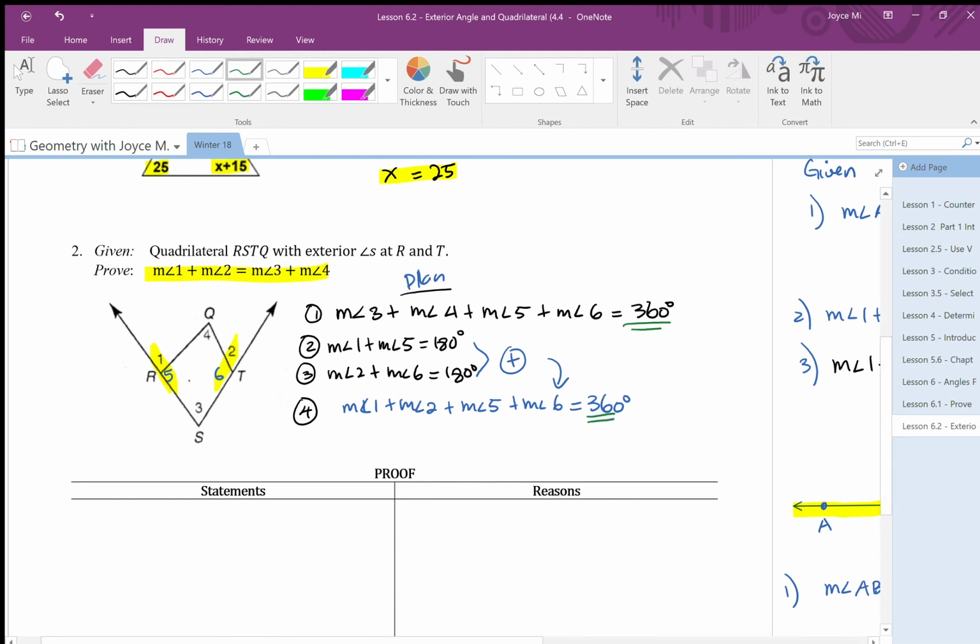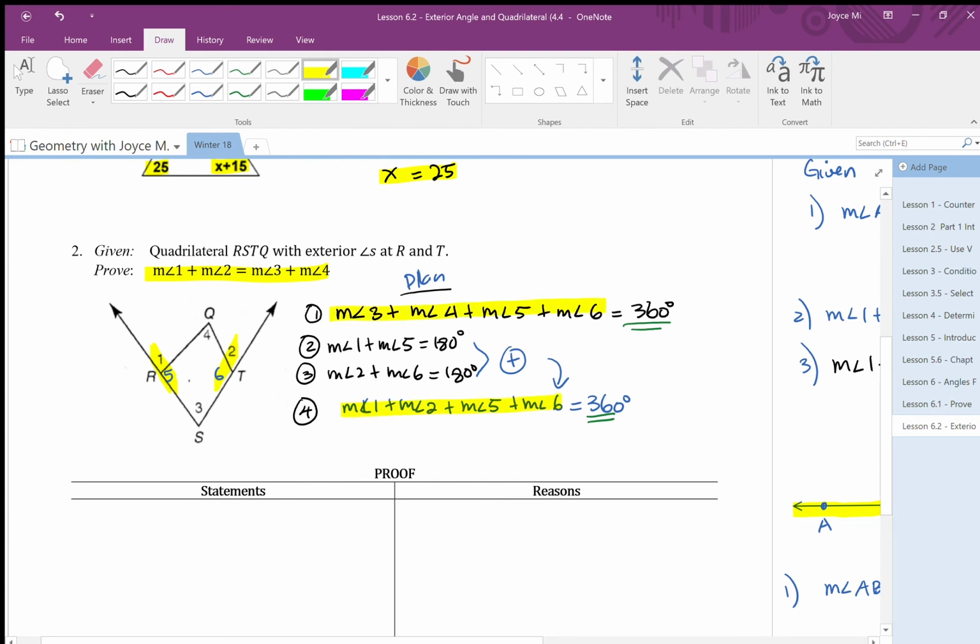Now notice what I wanted. Again, when I make a plan, I always want to look at what I want. I have angle 1, angle 2 on the left hand side. So I'm going to write this equation with angles 1 and 2 on the left hand side, and then I'm going to make equation 4 on the left, and equation 1, this part here, on the right. So I'm going to let this part here equal this part.